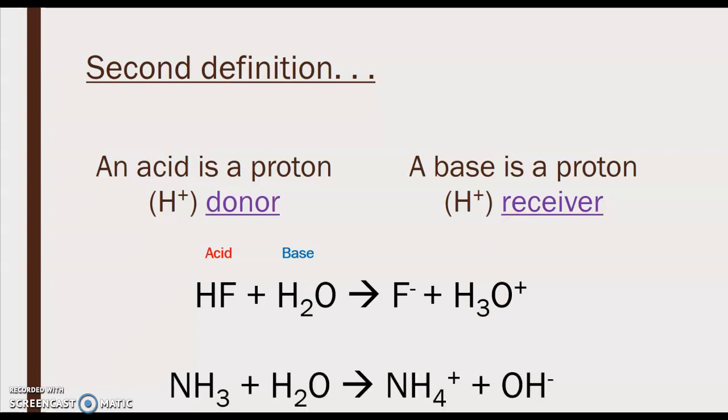One more example, just to solidify this for you. NH3 on our product side becomes NH4, so it took in a hydrogen. So in this case, this is the receiver. H2O becomes OH. It donated a hydrogen, so that was the donor. So in this case, water is acting like an acid and NH3 is acting like a base. So just by looking at the formula of NH3, you couldn't really tell if it's an acid or a base, because it doesn't have a hydrogen in front and it doesn't have hydroxide in the back. So that's why sometimes we need this second definition.